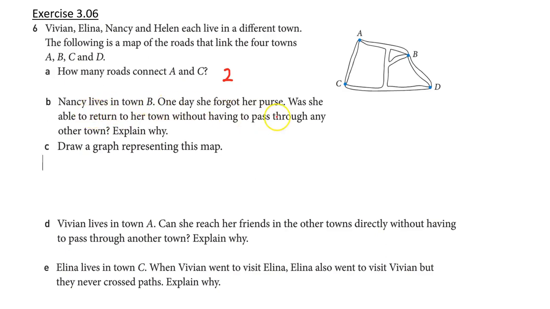Nancy lives in town B, so can she return to her town without having passed through any other town? In this case, Nancy can actually go back to town B. So what is this? This is actually a loop. What is a loop? A loop is where a vertex is connected to itself. So the answer for B will be yes, because there is a loop at B point.